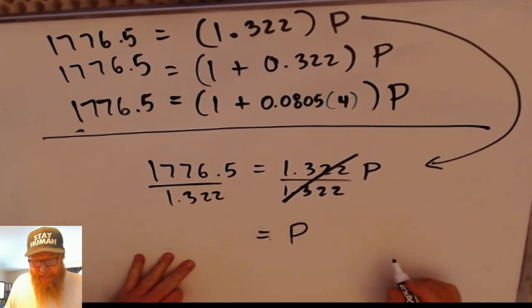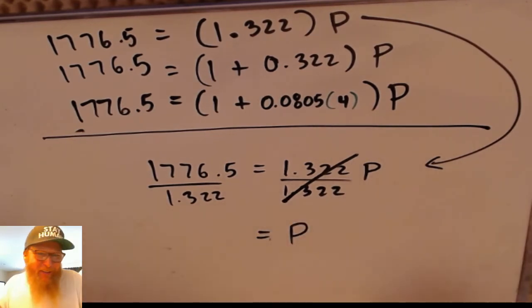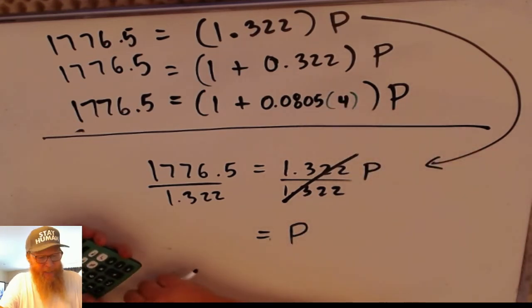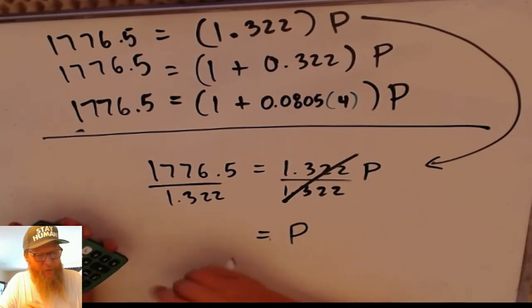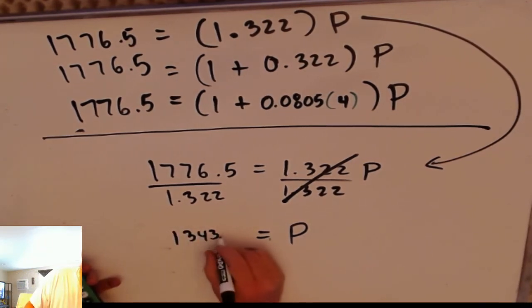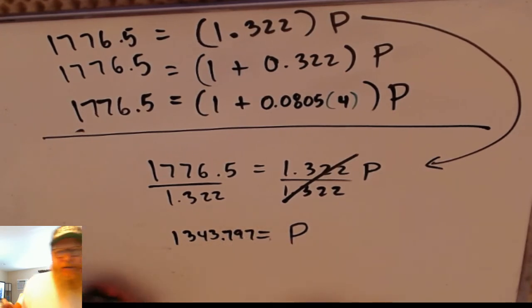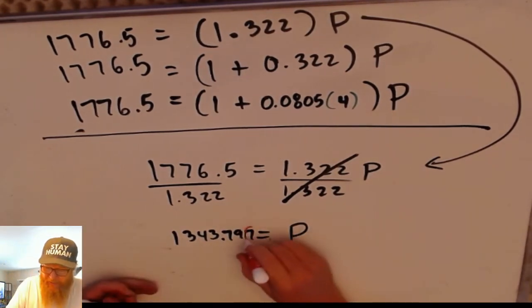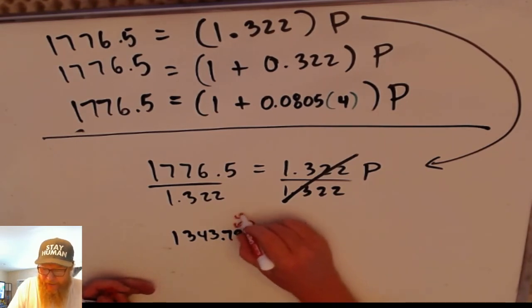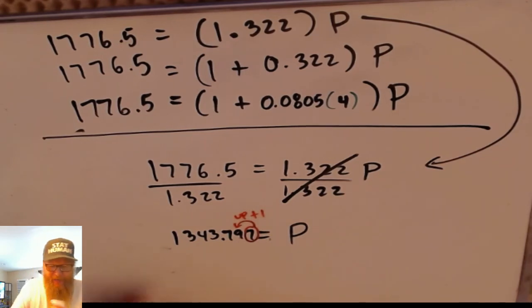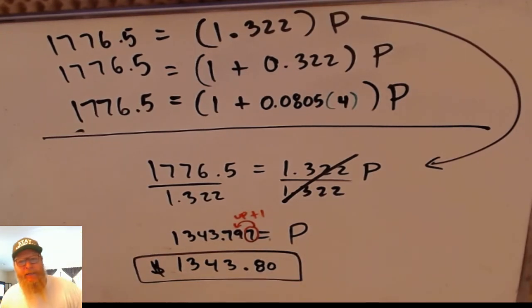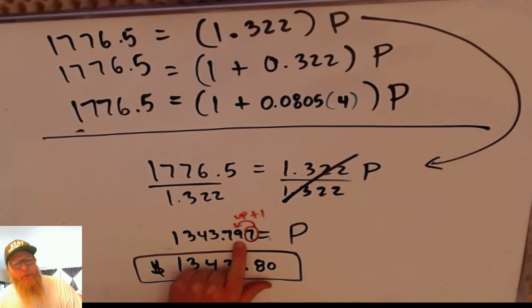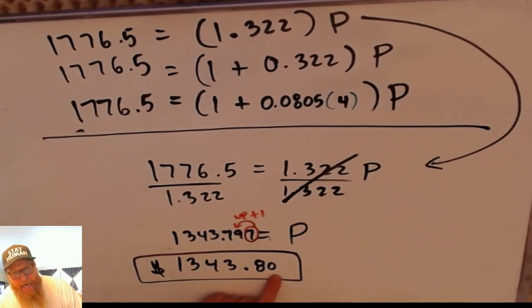I'm crossing this out, I get P, and then now I use the calculator. You really only need the calculator maybe 1 or 2 times in the entire problem. 1776.5 divided by 1.322 is 1343.797. All right, and I only want 2 decimal places, so your dictator is going to make you round up. So that's going to be $1,343.80. That's your P. Right? The 7 rounds the 9 up to a 10, and then rounds the 7 up to an 8, and so that becomes 80 cents.